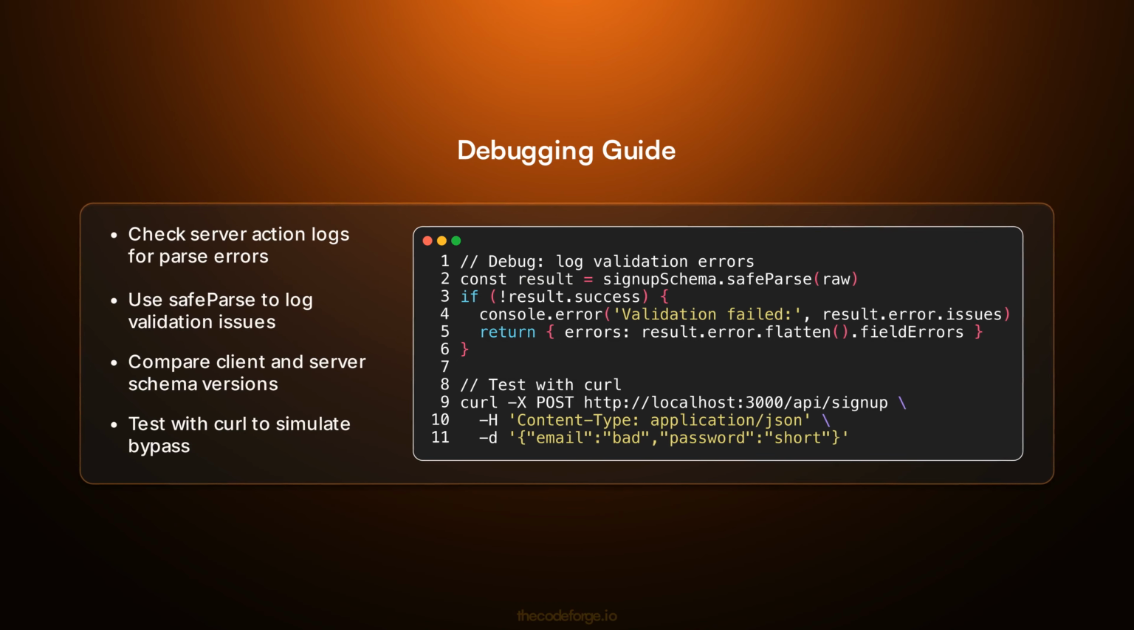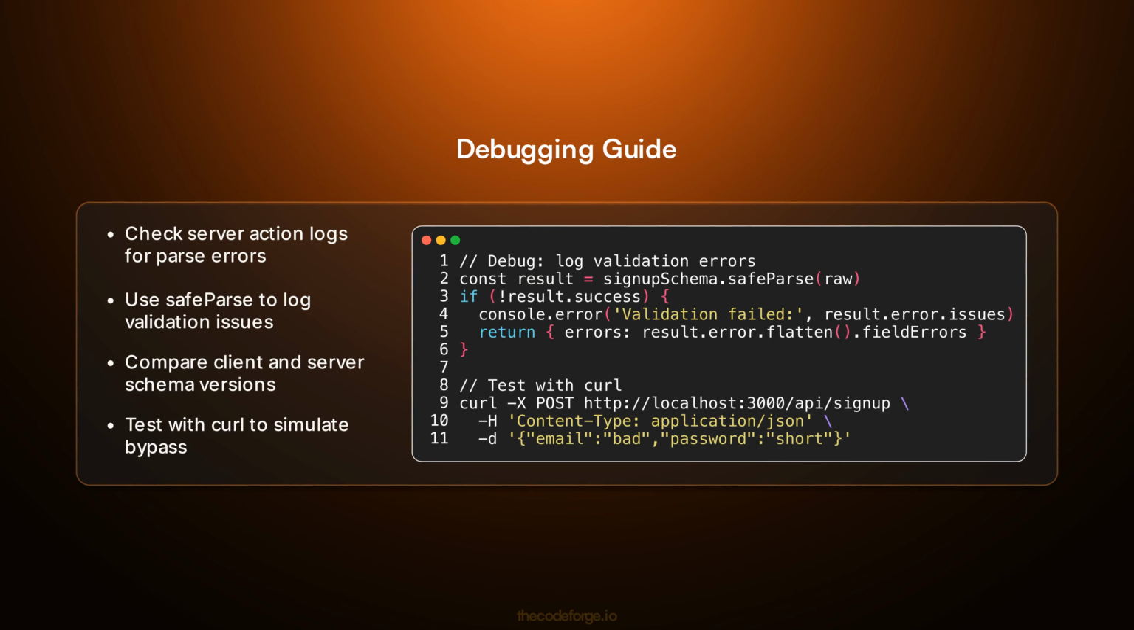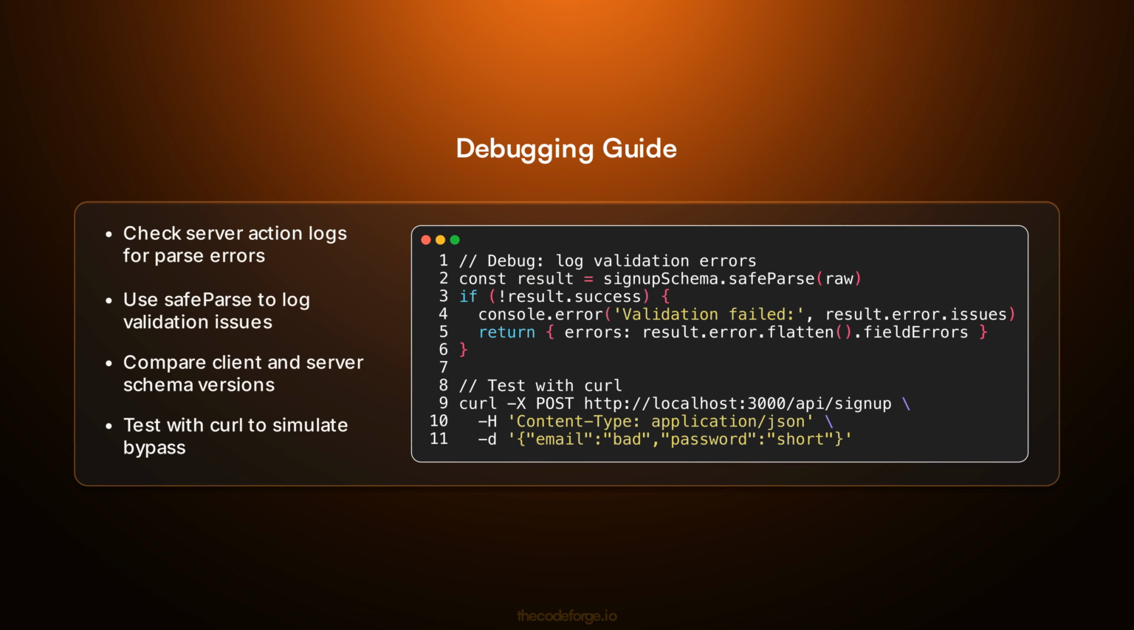To debug, log the issues from safeParse. Use curl to simulate a bot bypass. Compare the client and server schema files to ensure they are identical. Always validate on both sides.